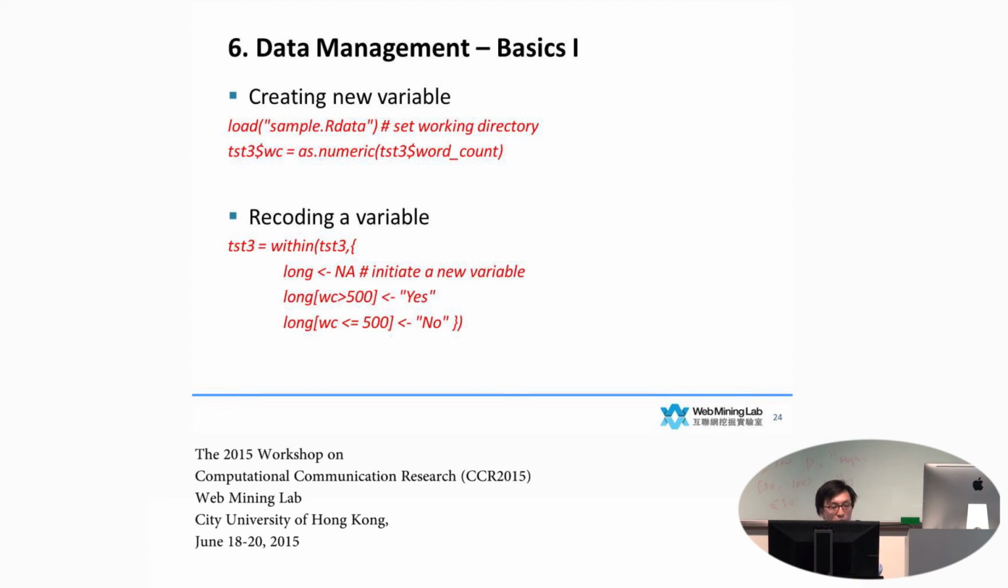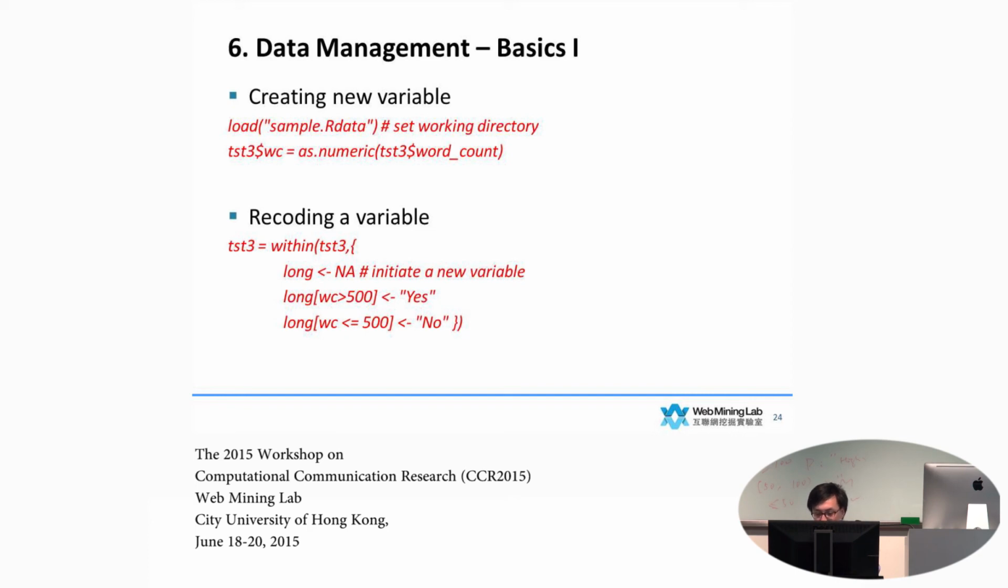So first we look at how to manipulate the data frame. The first task we need to do is how to create a new variable. Actually, this data frame is similar to what you see in SPSS data or any database software. How to create a new variable. It's very simple. For example, we can create a new variable called WC, word count here. I will check first the class of the TST3 word count variable.